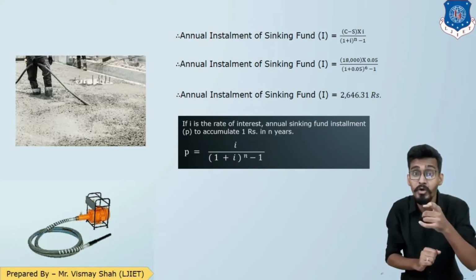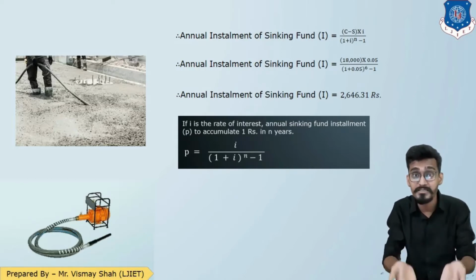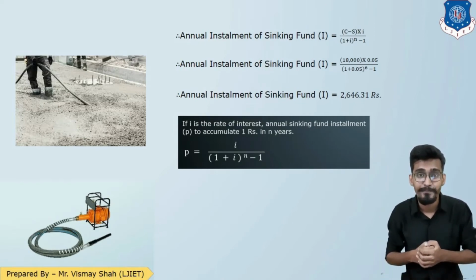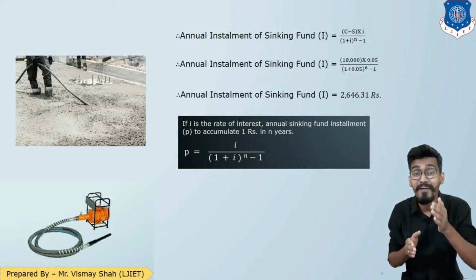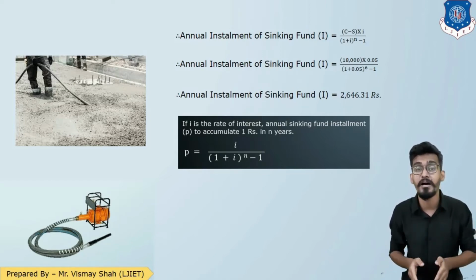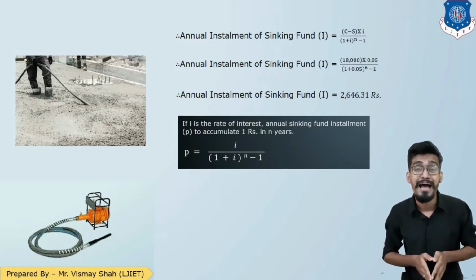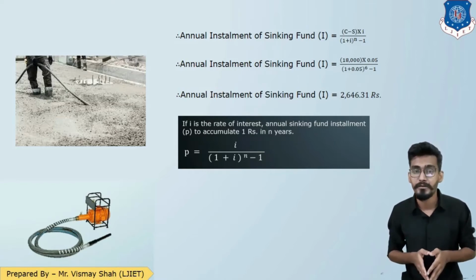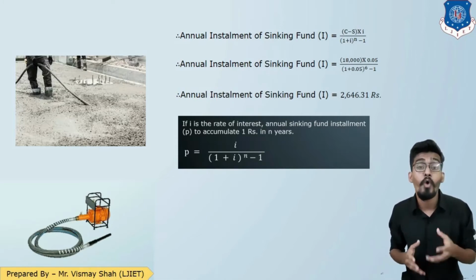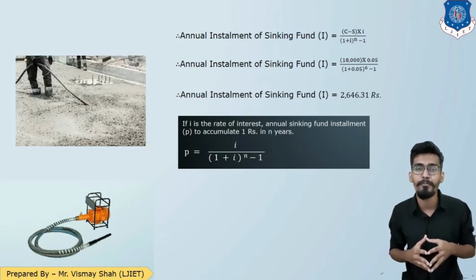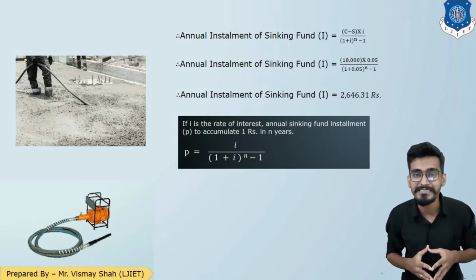This is something similar to the P formula: how much sinking fund we should put to get 1 rupee at the end of n years. So to get the value of the annual sinking fund, we need to apply the P formula. What was the P formula? I upon (1 plus I) raised to n minus 1. But that will be a factor, the P formula is a factor. On what amount? C minus S amount. So (C minus S) into I upon (1 plus I) raised to n minus 1.